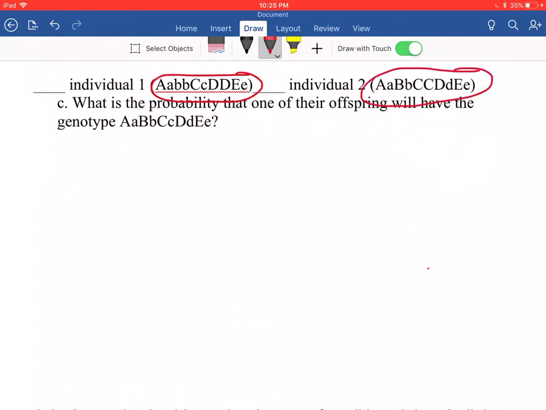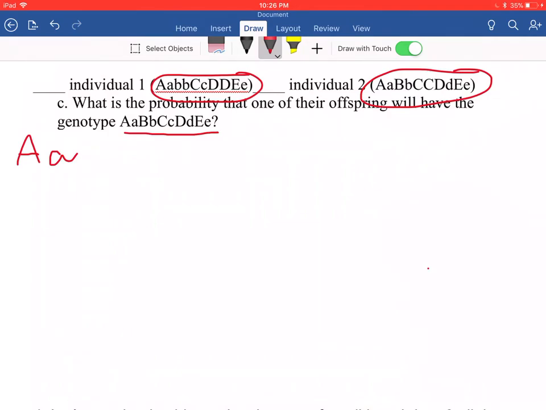And what we now need to focus on is how we can figure out the probability that these two parents, when they have a kid, will have a kid that has this particular genotype. So let's start with the A's. In order to figure this out, we need to figure out the probability that the kid will have big A, little a, given what the parents have.